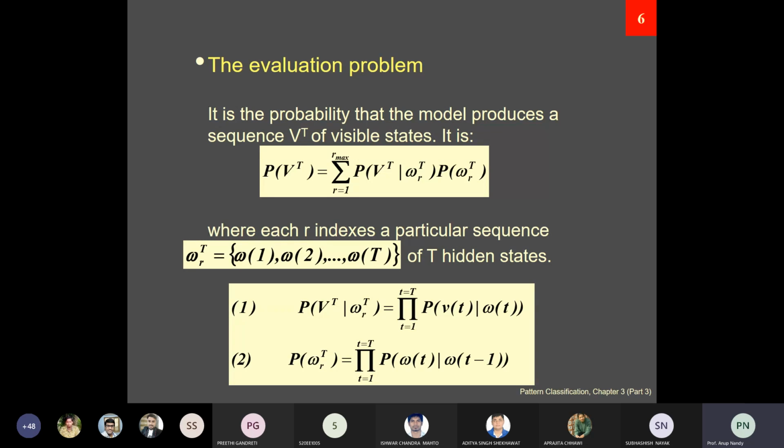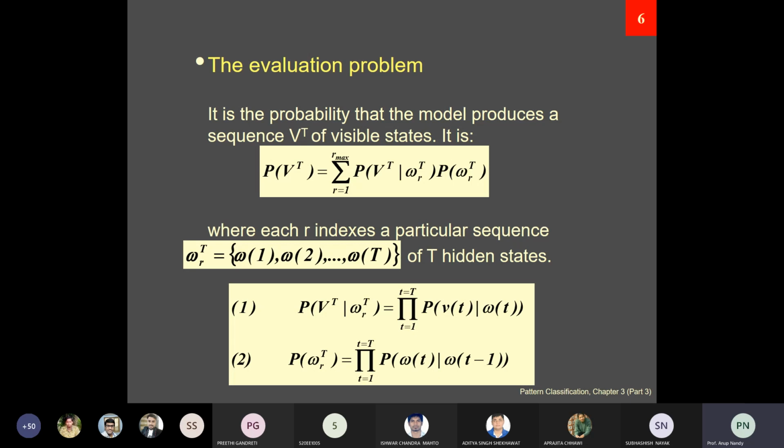Now to compute this, what is the probability of generating the visible state by the model? You have two components. What are the components? Probability of VT given W^R_T and probability of W^R_T. When you see some practical things, then these will be clear. I'll take one numerical example and explain it, not today but in the next class. Then it will be more clear to all of you. But just try to understand the basic concepts.